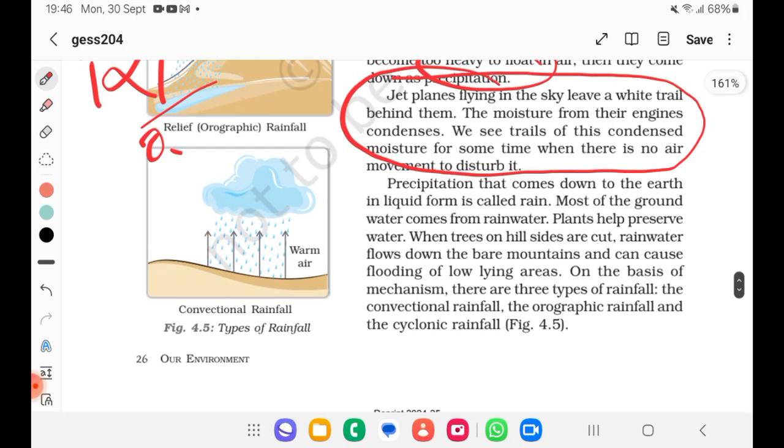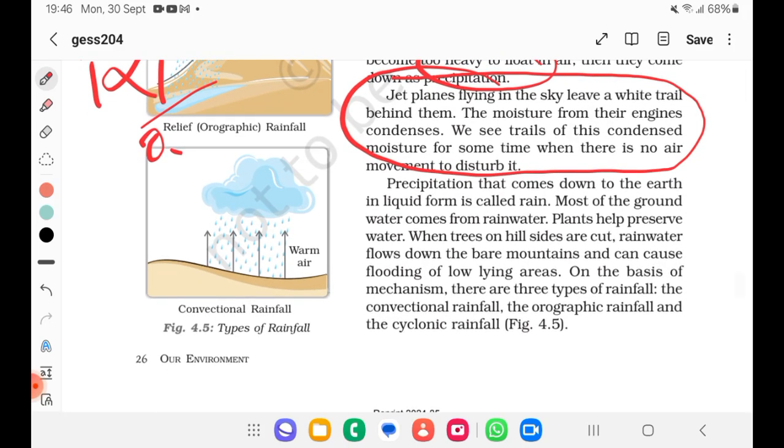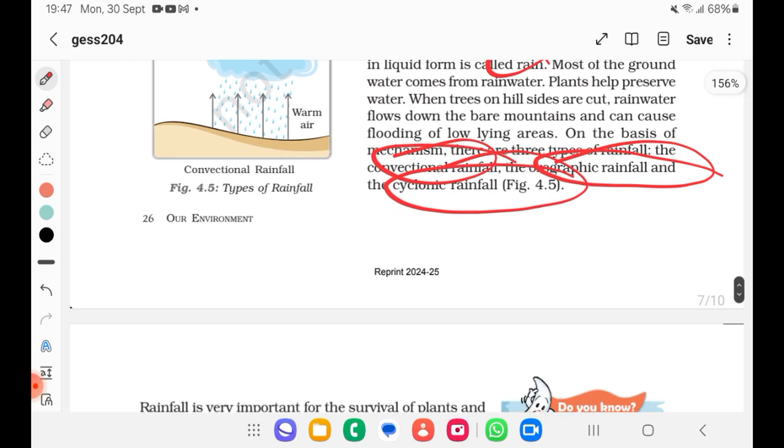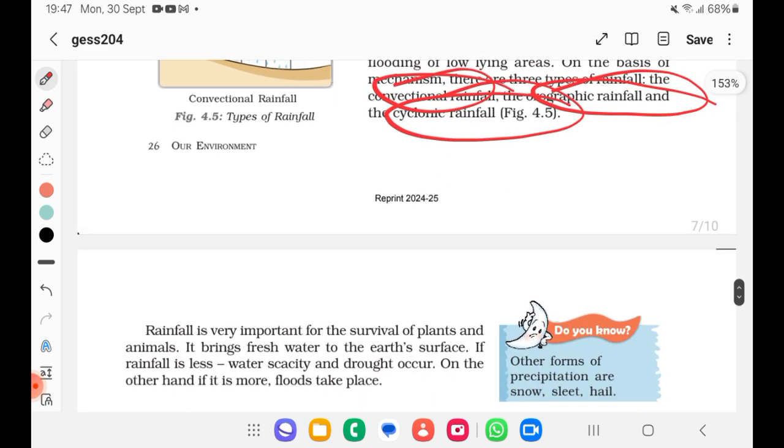Precipitation that comes down to the earth in liquid form is called rain. Most of the groundwater comes from rainwater. Plants help preserve water. When trees on hillsides are cut, rainwater flows down the bare mountain and can cause flooding of a low-lying area. On the basis of mechanism, there are three types of rainfall: convectional, orographic, and cyclonic.